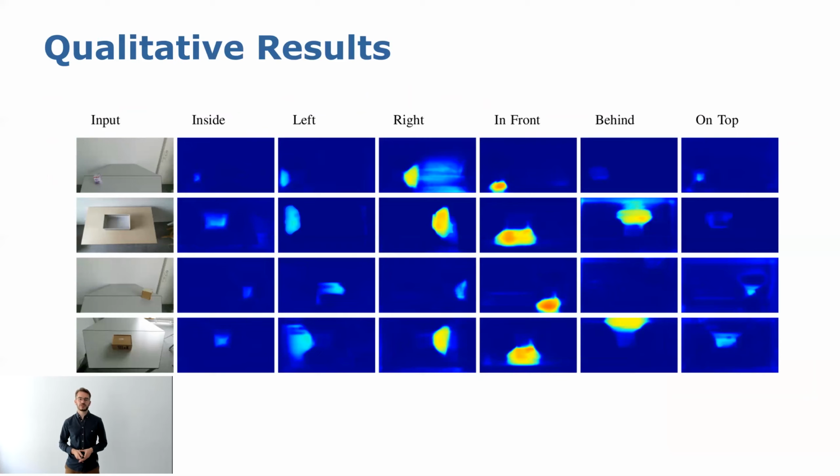Here are some qualitative results of our approach. Despite having no direct supervision or heuristics, the predicted heat maps are consistent with the expected distributions. There are two behaviors that the network seems to have picked up. On one hand, it scales the predicted heat map to the object size, as you can see on the heat maps predicted for "in front" over here.